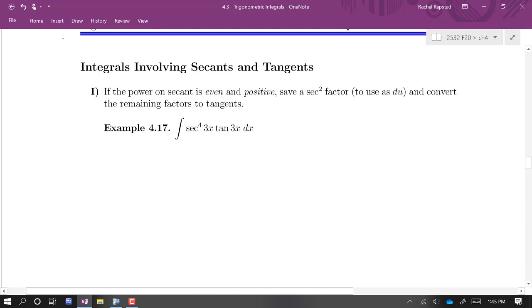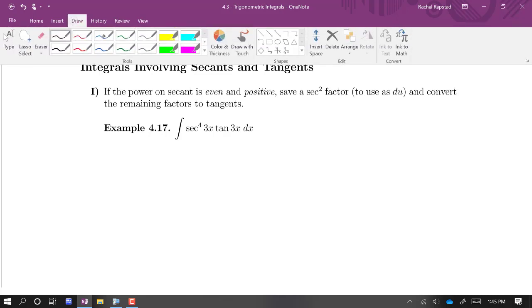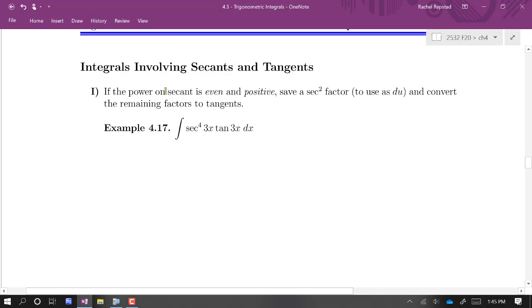With secants and tangents, of course, we're going to remember that the derivatives are different. The derivative of secant is secant times tangent, so we need a factor of each. The derivative of tangent is secant squared. In our first case, if the power on secant is even and positive, then we'll save a secant squared. If you're starting with an even positive power on secant and you save a secant squared, you're still going to be left with an even positive power on secant. That means we can use Pythagoras to help us convert the remaining factors.